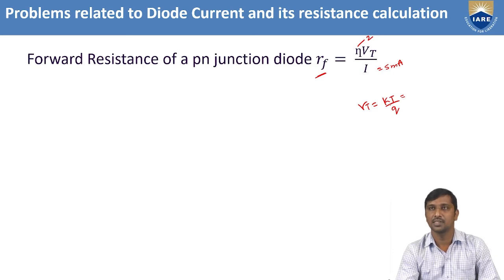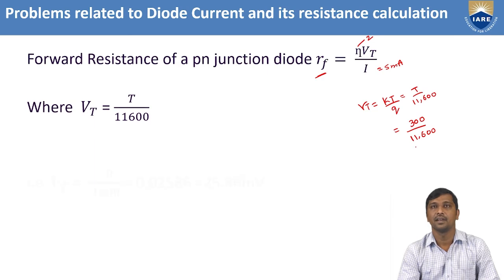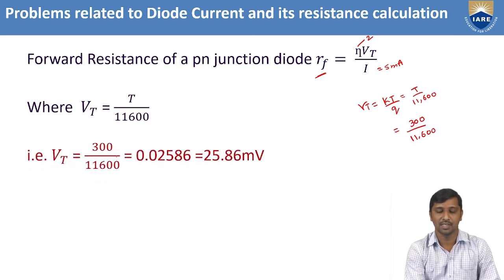So while substituting the Boltzmann constant, where K is the Boltzmann constant and Q is the charge, it is also represented as T by 11,600. Now we need to substitute the T value given, the T in kelvins, so 300 divided by 11,600. Here I substituted T as 300 kelvins, divided by 11,600.